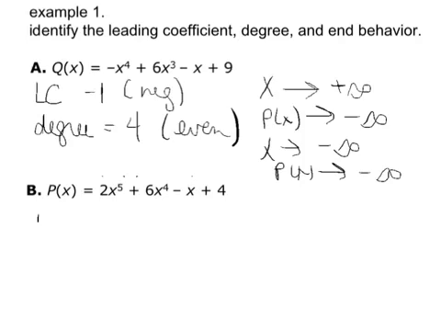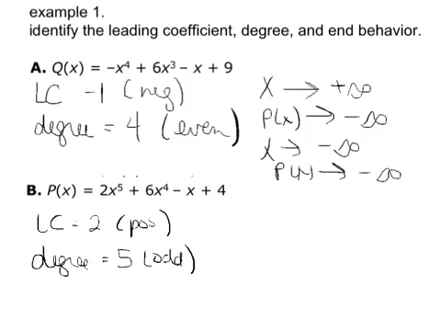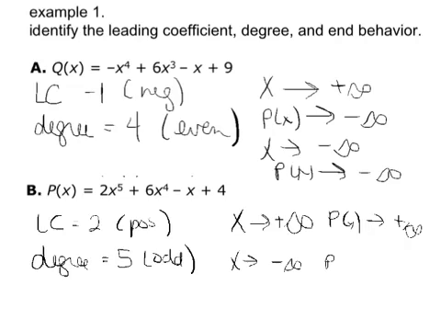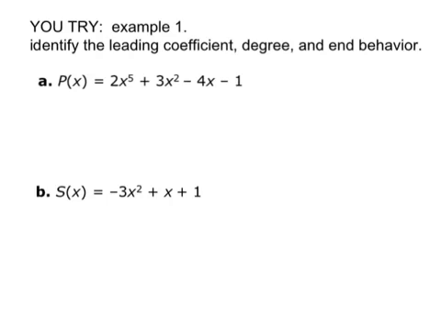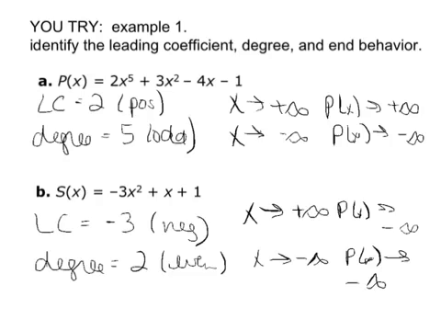Let's look at the next one. Our leading coefficient is 2, which is positive, and degree is 5, which is odd. Look at that chart, and it says as x goes to positive infinity, your function is going to positive infinity. As x goes to negative infinity, your function is going to negative infinity. Okay, old school. You try. Push pause. There you go.